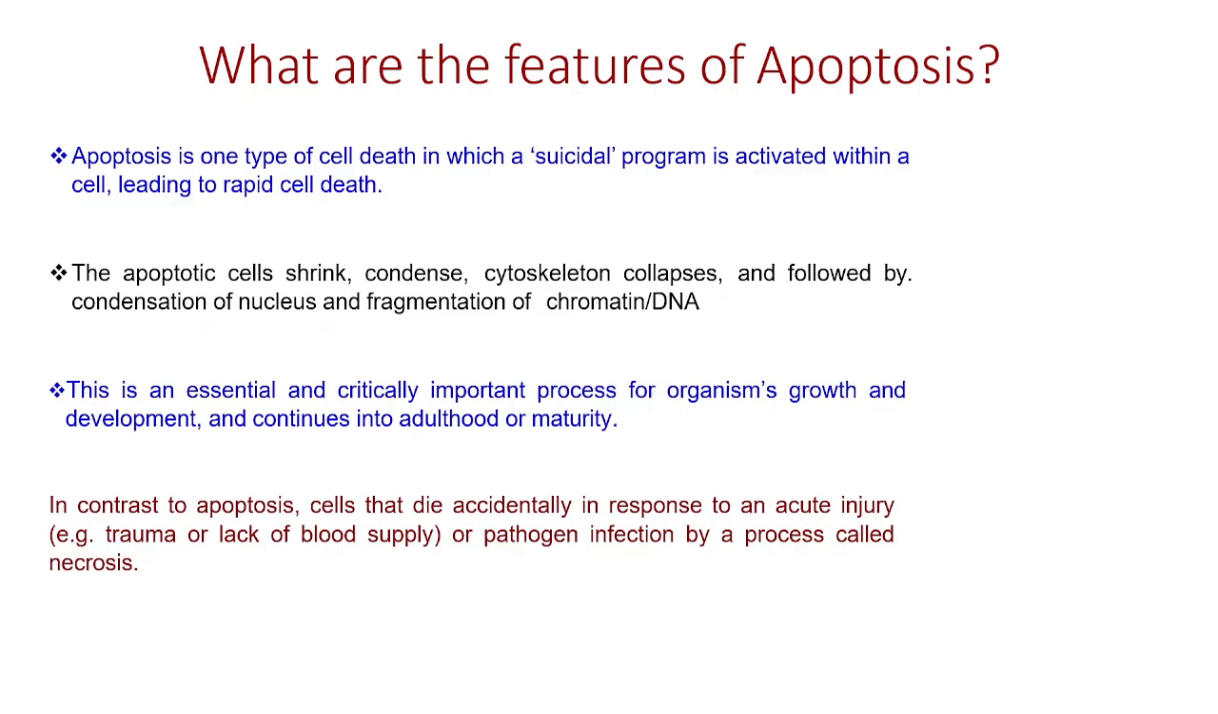So what are the key features of apoptosis, and how are they different from necrosis? The key features of apoptosis include cells shrink and condense, the cytoskeleton collapses, the nucleus condenses, and the chromatin DNA is fragmented. The plasma membrane blebs, but it remains intact, and the cell is ultimately packed into apoptotic bodies that are phagocytosed.